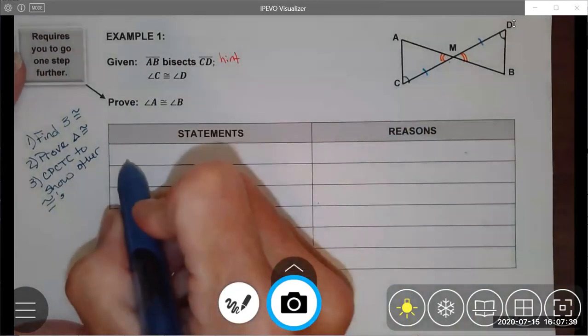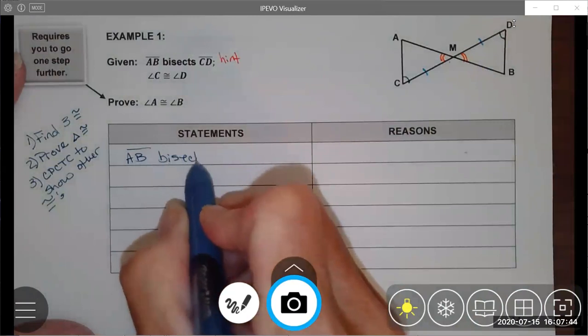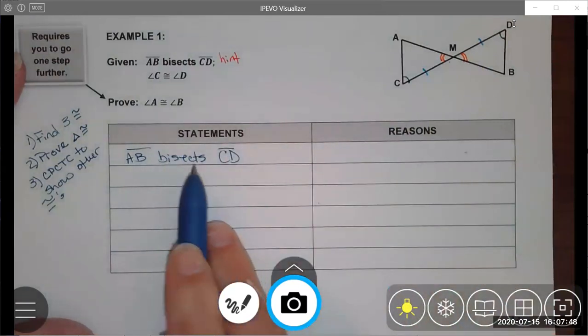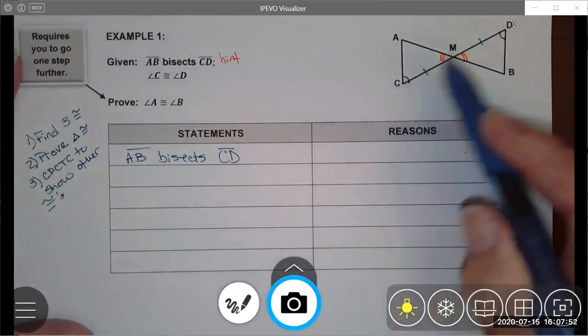All right, so let's dive in. AB bisects CD, and that is a hint. And I want to be careful. CD is the segment that's getting split into 2 pieces.